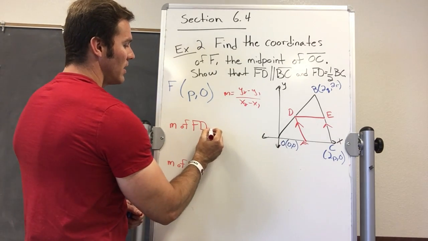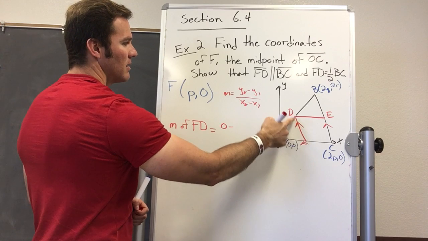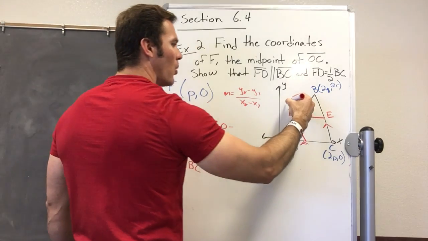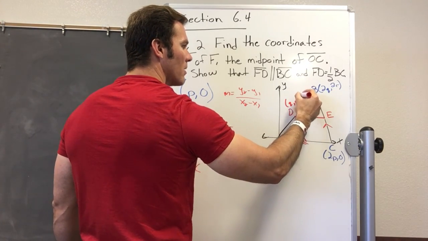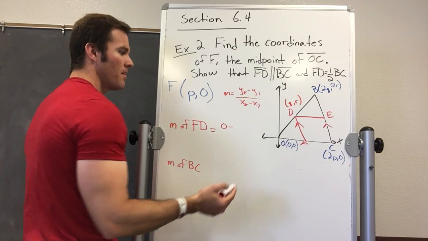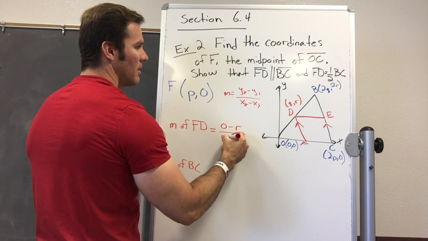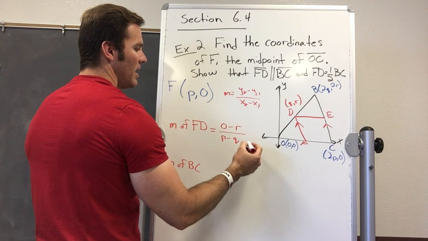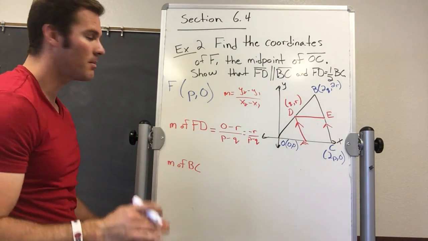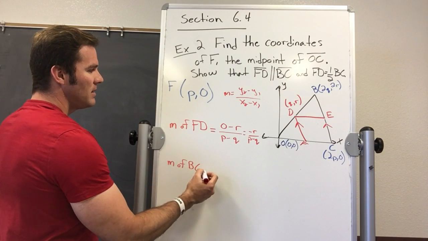Okay, so now let's do FD. So F is (p, 0). So our y is 0 minus the D, which is halfway to B, right? So B's coordinates are going to be q and r. All right, if it's halfway to that one. Okay, so 0 minus r, and then p minus q. All right, and that equals negative r over p minus q. I know it's weird with letters, but it's the same principle, same way with numbers. Okay, that's our slope. Now we'll do BC.